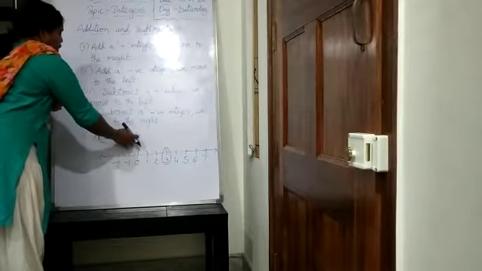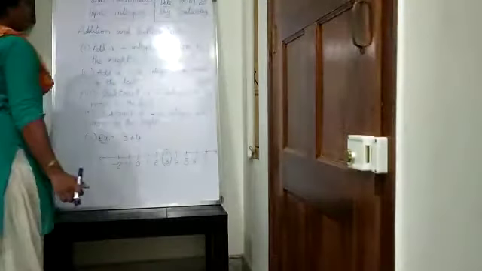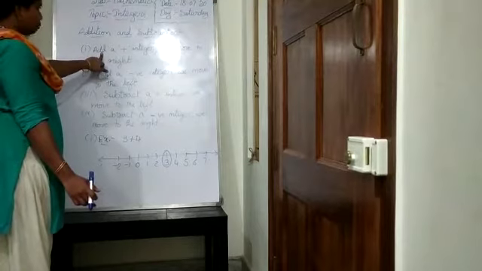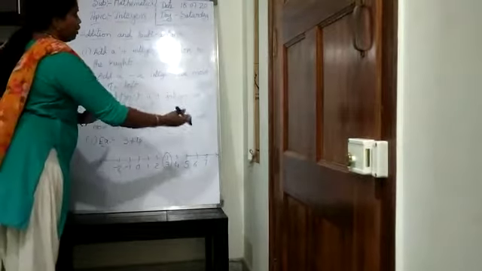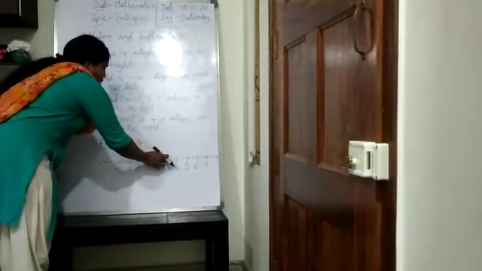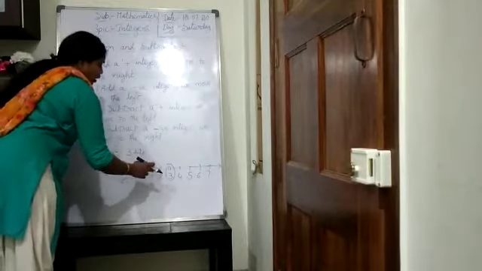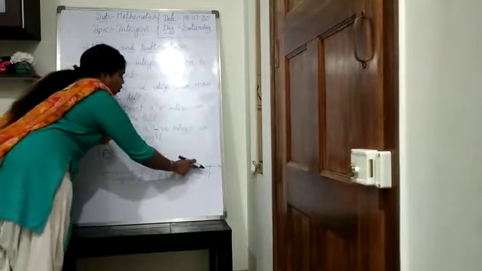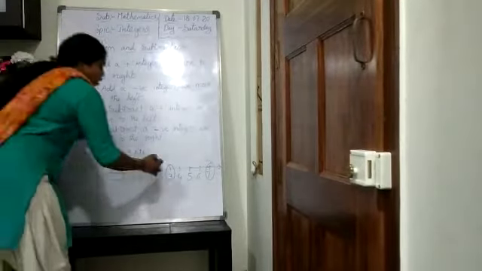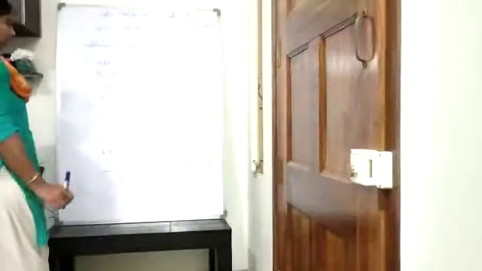Is this 4 a positive integer or a negative integer? Positive integer. That's why, by the first rule, which side of the number line do we have to move? The right side. From 3, we have to move 4 numbers to the right: 1, 2, 3, 4. This is the answer. Understood? We are moving towards the right side. Clear?